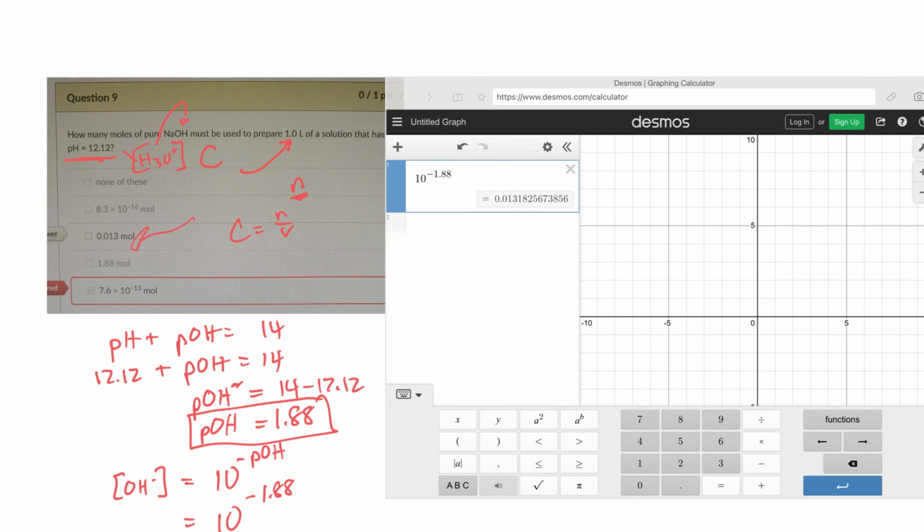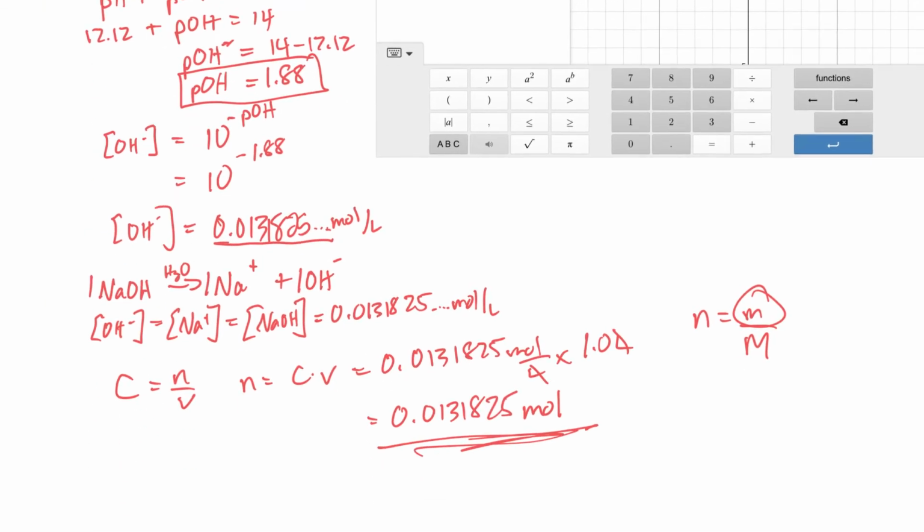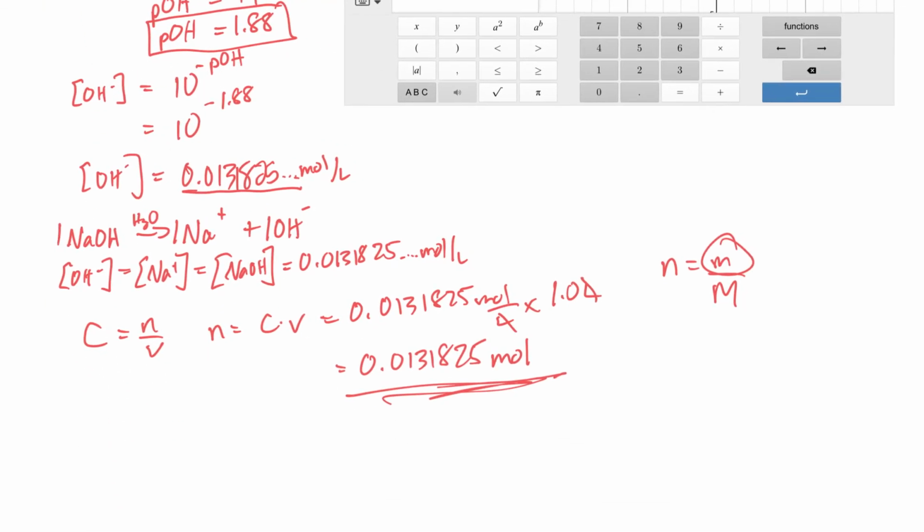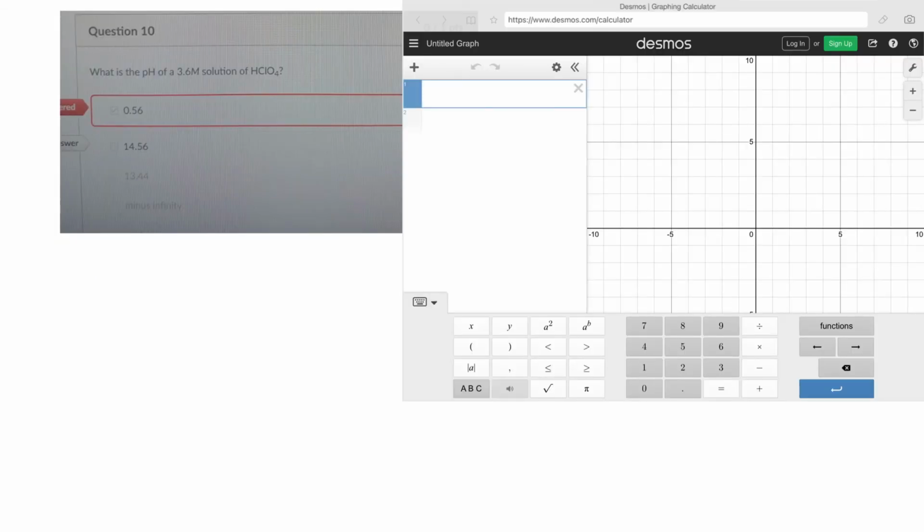Oh, I didn't round mine to sig figs. There are 2 sig figs here, and there's 2 decimal places there, so I need to round to 2 sig figs. So my answer would be 0.013. That's where I would leave it right there. There's 2 sig figs. All right, the last question.